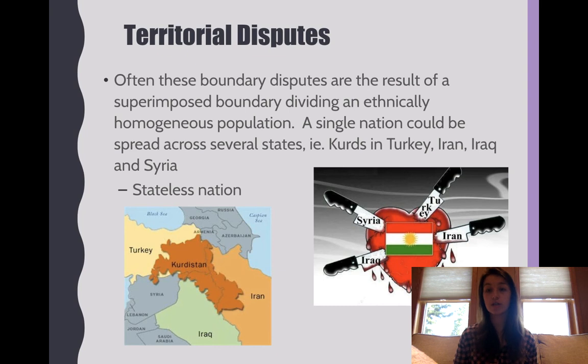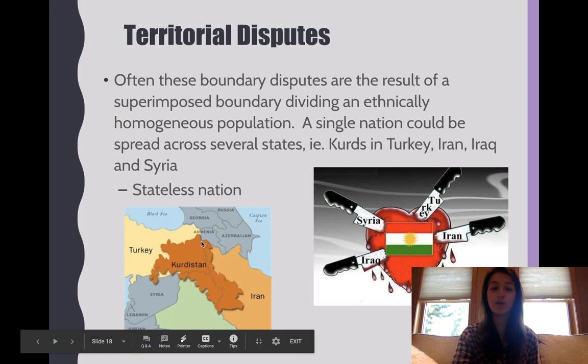So my example, like I mentioned earlier, was the Kurds. The Kurds are in Iran, Iraq, Afghanistan, Syria, Turkey, and they actually don't have a state. So this map over here, this is a superimposed map. So it's like where it's estimated that most Kurds live. But this state actually doesn't exist. And this is a major issue in the Middle East right now.